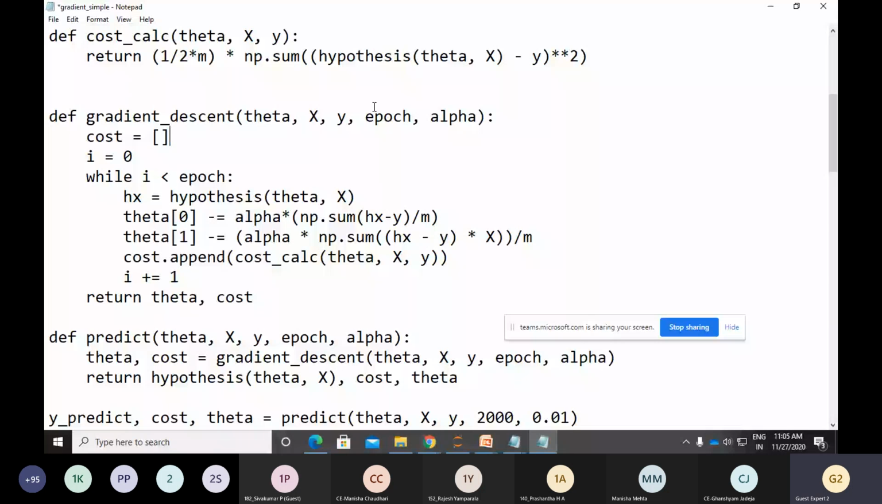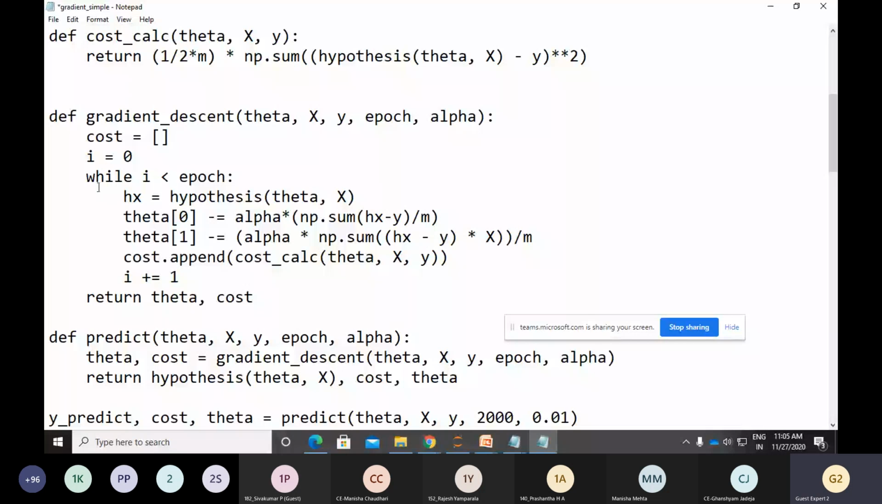Alpha is the value of the learning rate, which I have told you should be from 0.001 to 1. So you have to test if you want to set it. Then cost is an array which stores the cost after each iteration. Then we are running a loop.